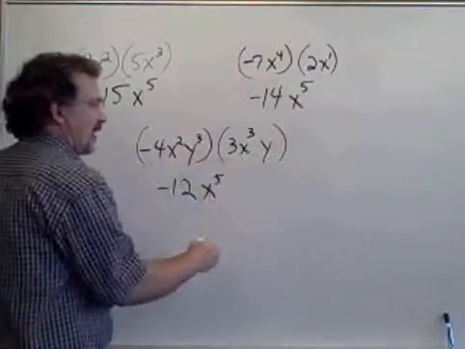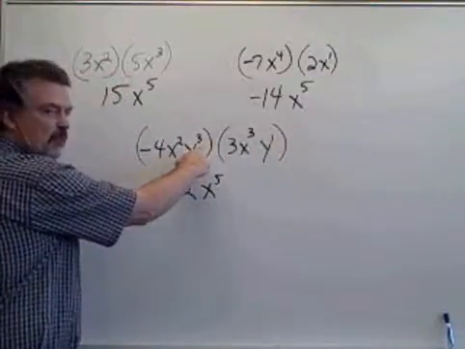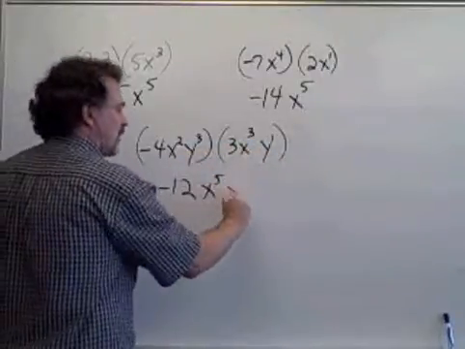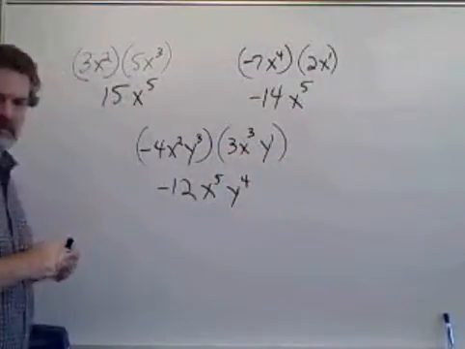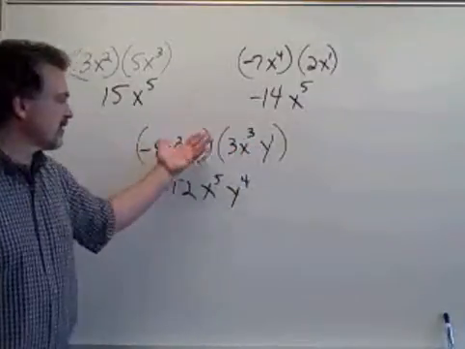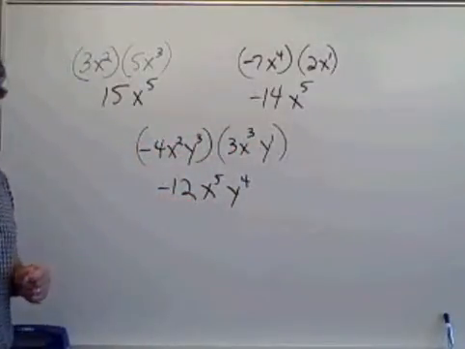Y to the 3rd times y to the 1st. I have 3 y's being multiplied here, 1 more y there. That's a total of 4 y's being multiplied. So the product of those two terms is this term.